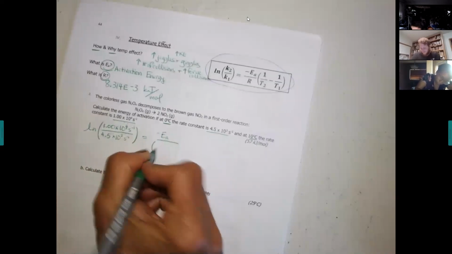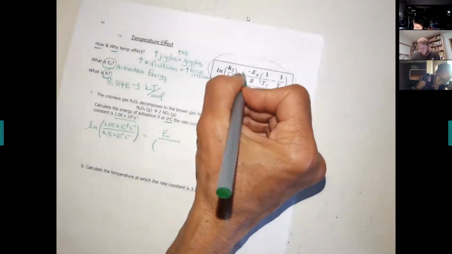All right. E sub A is what we're solving for. There is a negative here. The activation energy is always a hill. It's never a valley. It's never a dip.